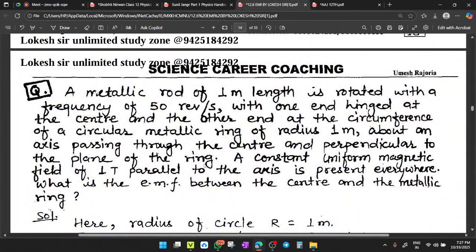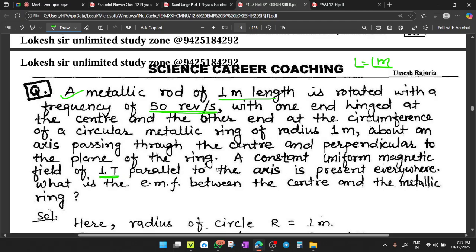Yes. Coming to the numerical. Yes, this is the numerical. A metallic rod of 1 meter length, this means L equals 1 meter, is rotated with a frequency of 50 revolutions per second with one end hinged at the center and the other end on the circumference of a circular metallic ring of radius 1 meter, about an axis passing through the center and perpendicular to the plane of the ring. A constant uniform magnetic field of 1 Tesla, parallel to the axis, is present everywhere. What is the EMF between the center and the metallic ring?